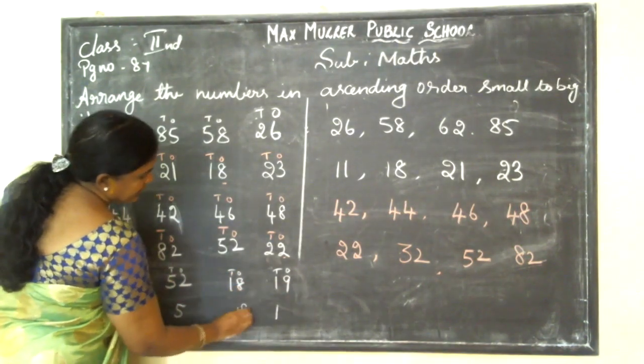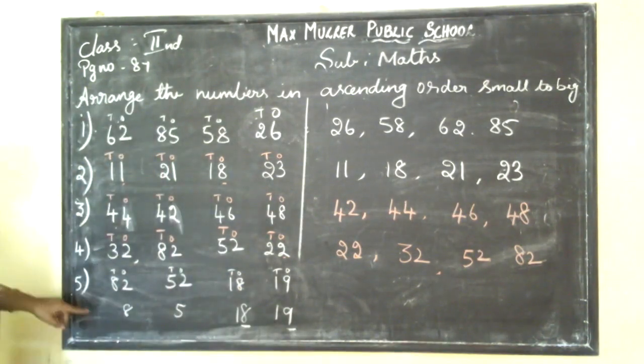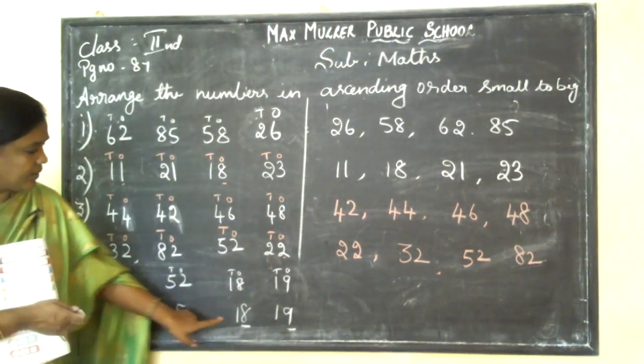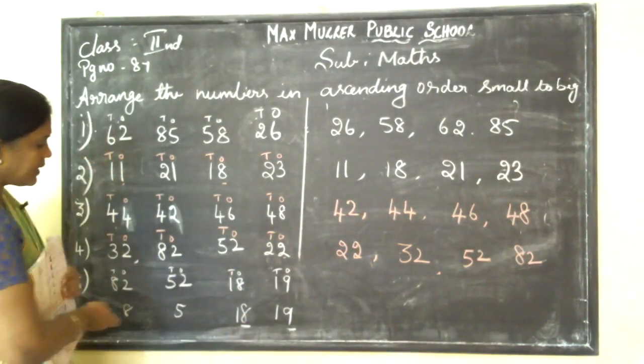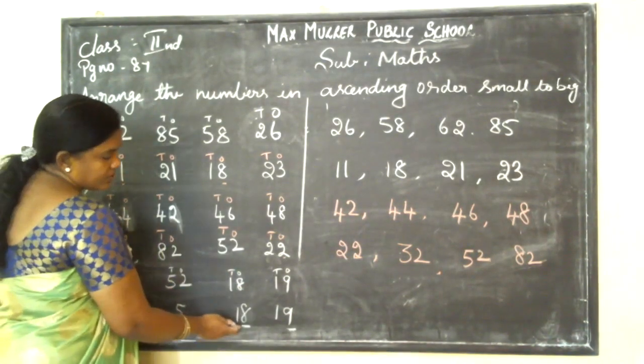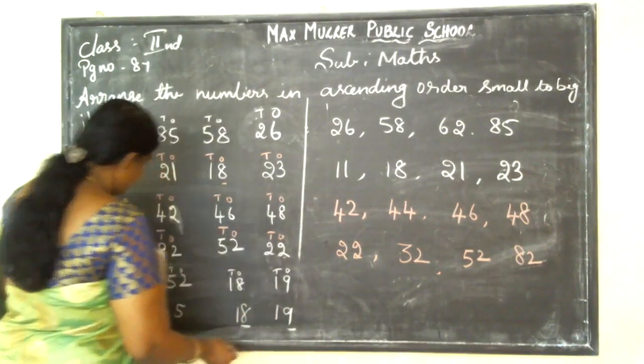Here 8, here 9. See here now, you want to see 8, 5, 8, 9. First, you want to see these two numbers. Here 18 and 19 is there, no? So 18, 8 is small or 9 is small? 8 is the small.